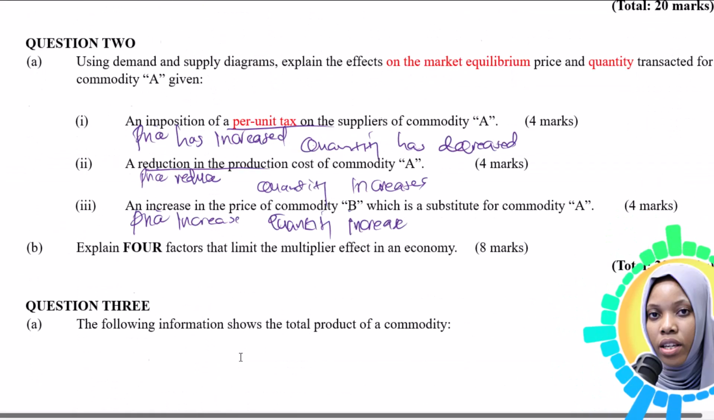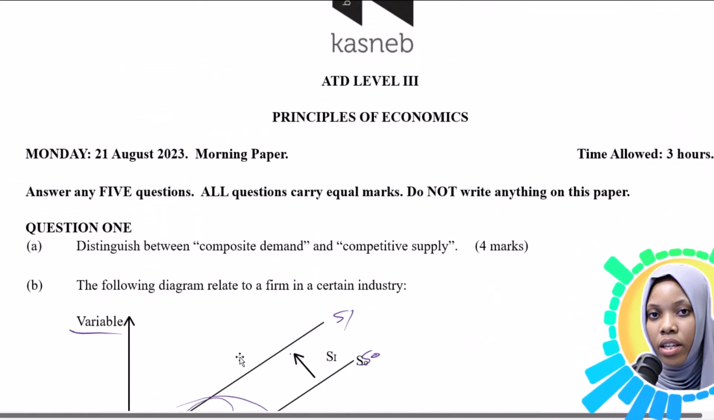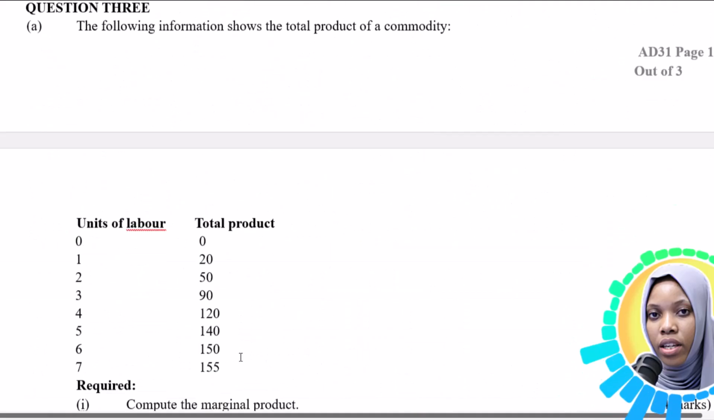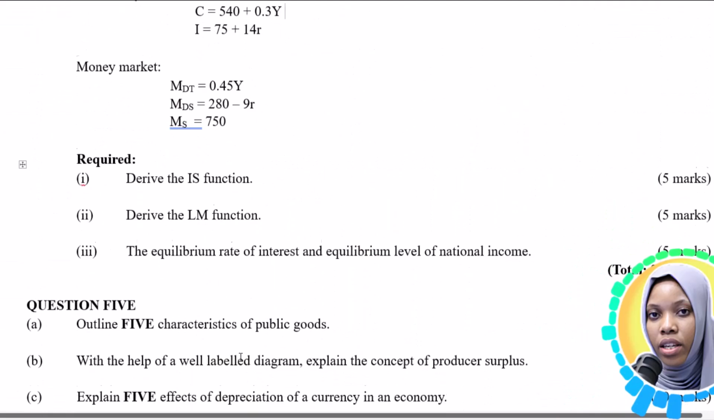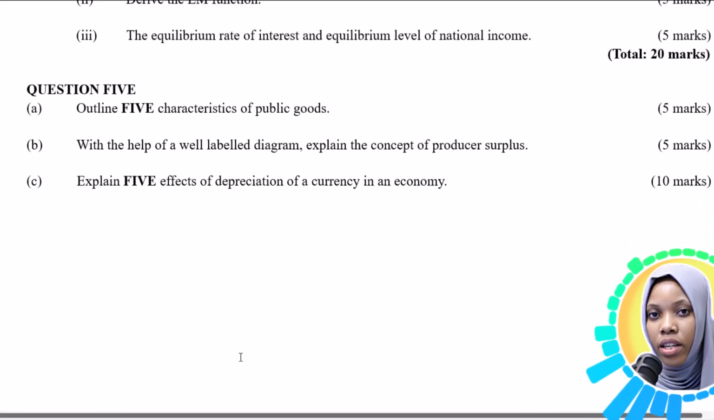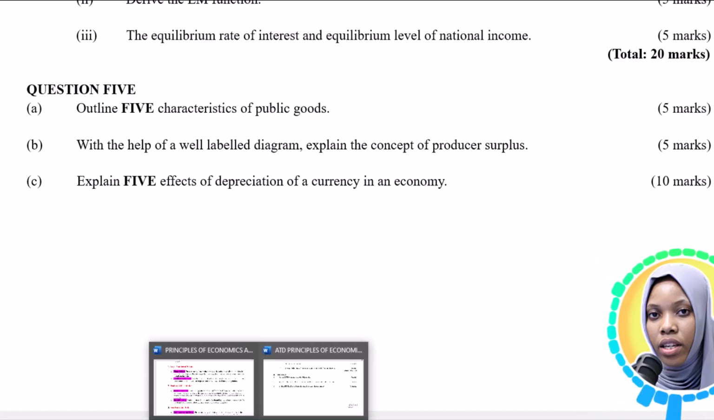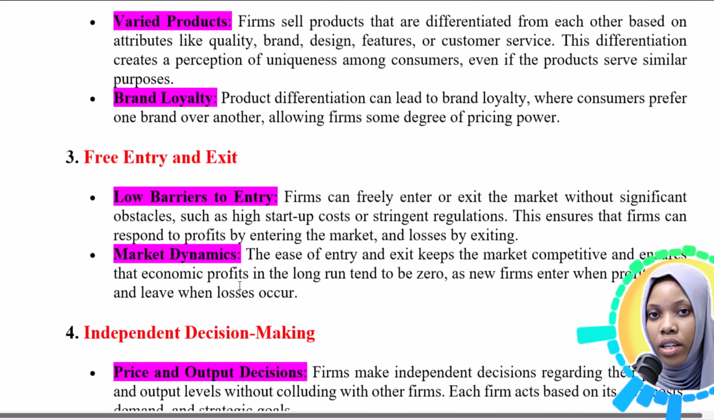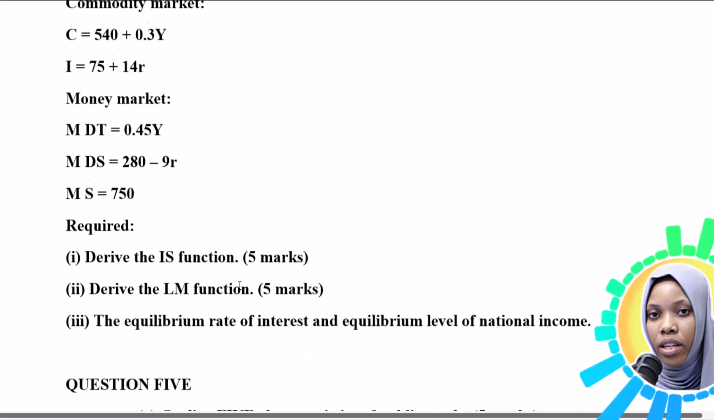Welcome back. Still in the August 2023 past paper, Principles of Economics, ATD Level 3. We are now going to question number 5, and we are directly beginning with question 5A, which reads, outline 5 characteristics of public goods. And I'm going to read through the answers very fast.